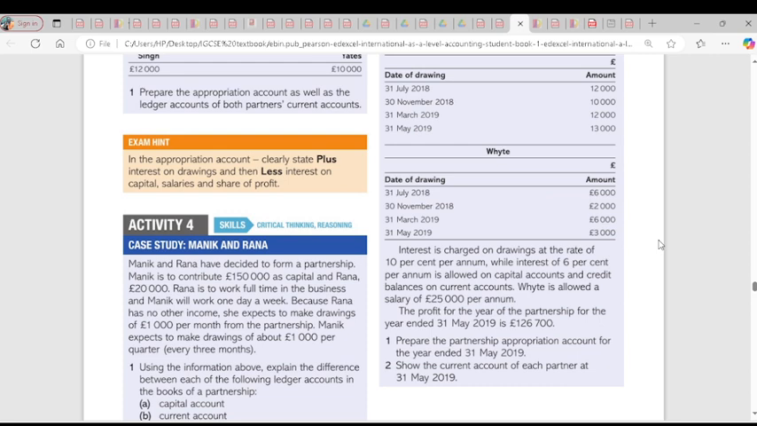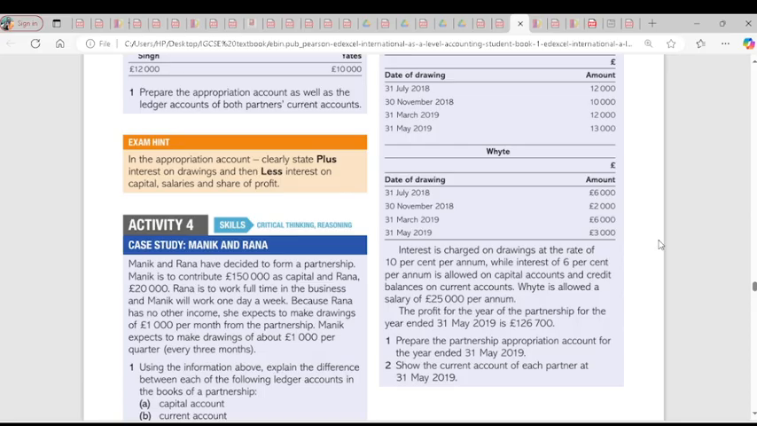Tanaka interest on capital, 18,000. Do you get it or not? Interest on capital for Tanaka is 18,000 and for White 10,800. Interest on capital, you have to take it away from the profit.